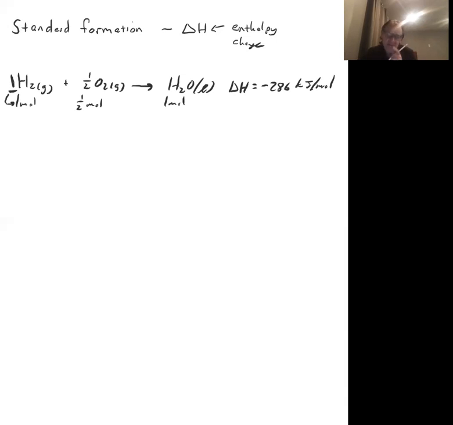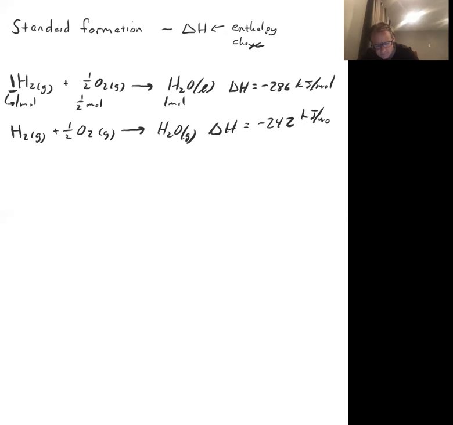Okay. If I change the state of matter, so if all I do is make it gaseous water instead of liquid water, it turns out that changes delta H. Right, so all I did was change this from a liquid to a gas, and it actually changes the value of delta H.